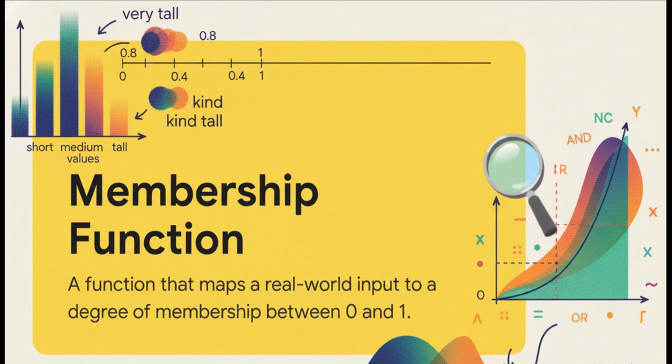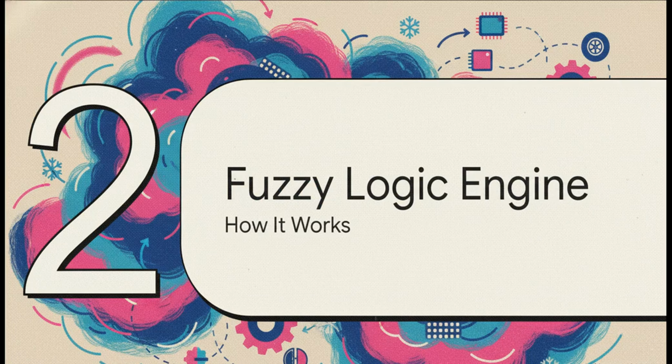So this whole process of mapping a real-world value, like someone's height, to a degree of belonging between 0 and 1, is all handled by something called a membership function. You can think of it like a rulebook or a translator that defines what kinda tall or very warm actually means to the computer. It's how we turn our fuzzy human intuition into a language the machine can finally process. Okay, so that's the theory.